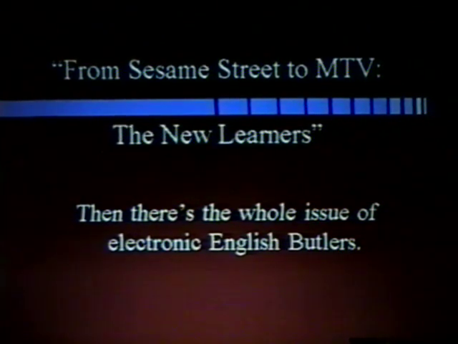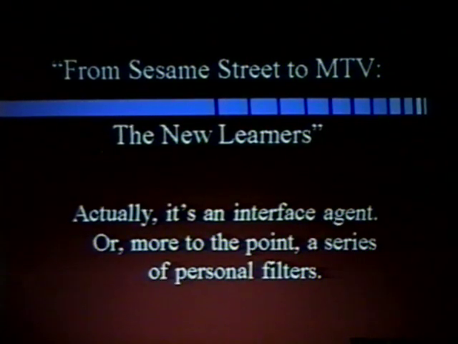That's the whole business of electronic English butlers that we were talking about. Actually, an English butler is just an interface agent. More to the point, a series of personal filters. That's the term, personal filter. It keeps popping up, and it's important. Filtering out the unwanted phone calls, 499 of those 500 channels, but feeding me things that I've told it that I want to know, like a really good executive assistant.